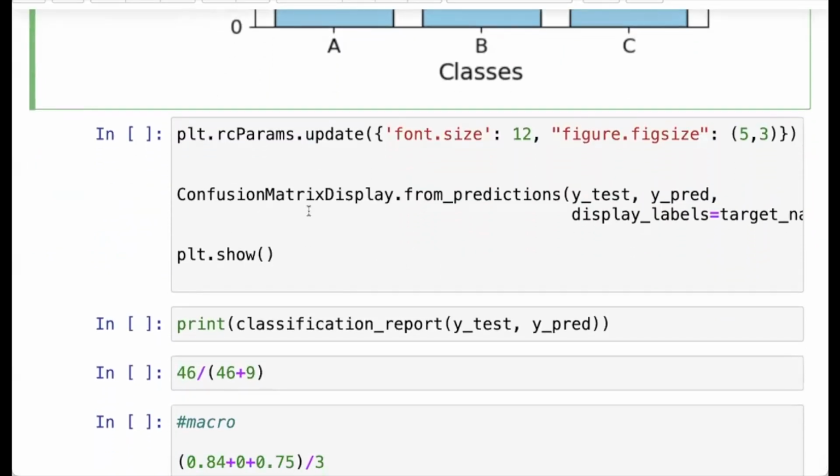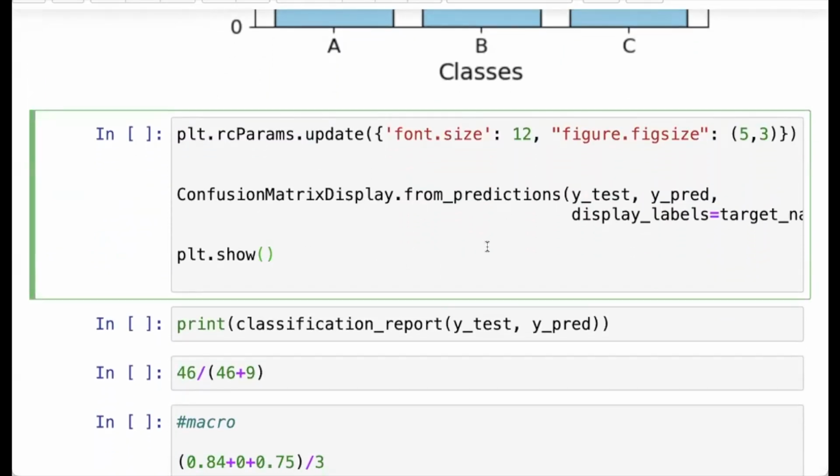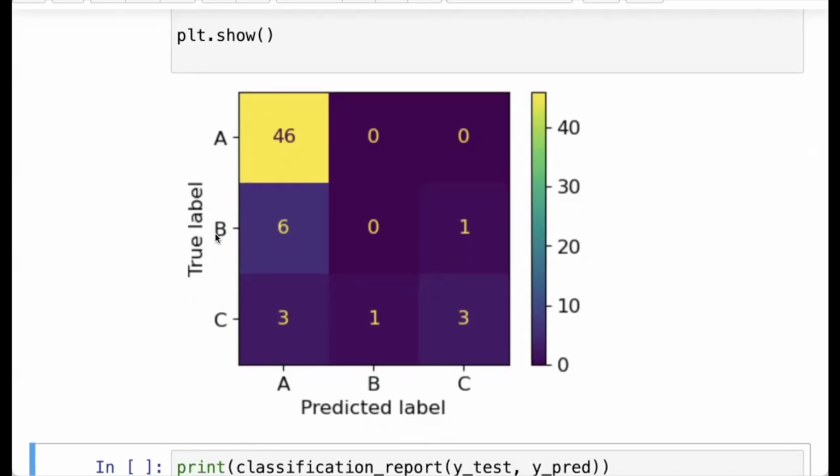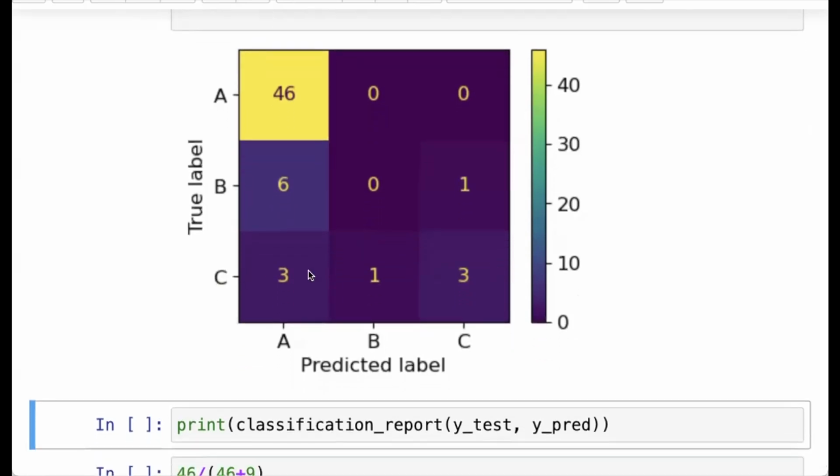And if we use this ConfusionMatrixDisplay from predictions, provide the testing and predicted labels, now you can see the difference here, right? If you look at the first row, we have 46 samples in that class A, which is the majority class, and we correctly classified all of them. However, when we look at class B, we have 6 plus 1, 7 data points, and we couldn't classify any of them correctly, right? So we have 0 on the main diagonal. And you can do this for other rows too. So this shows you that overall we do not have a great classifier, right?